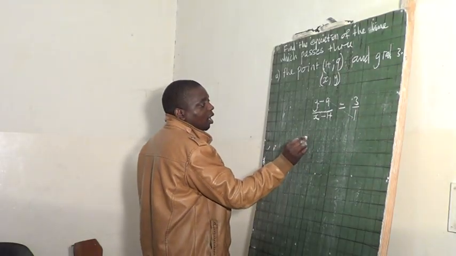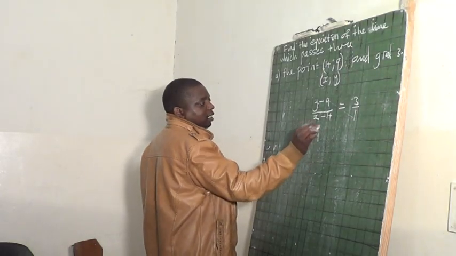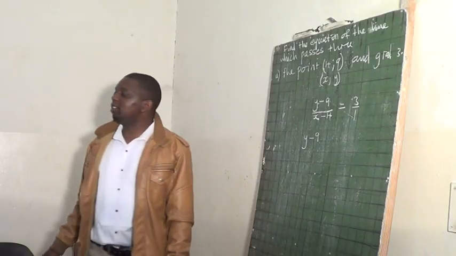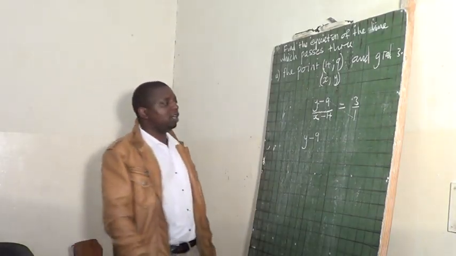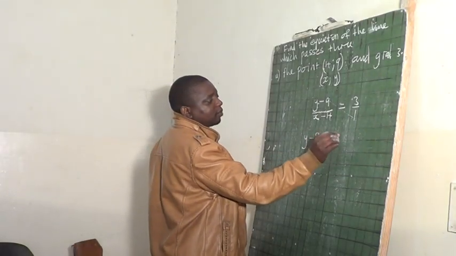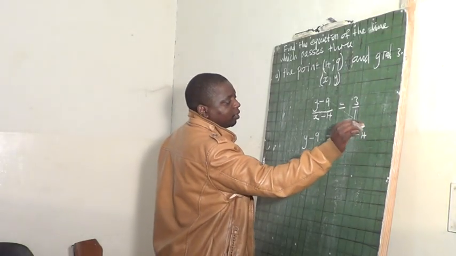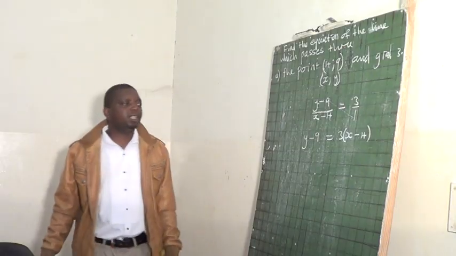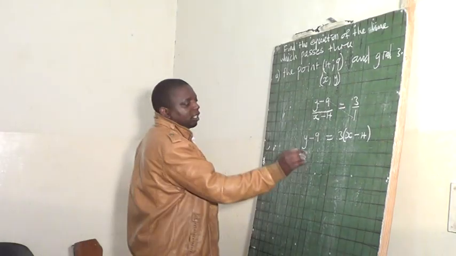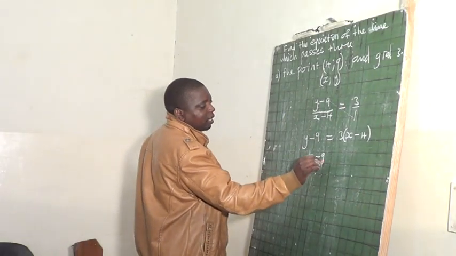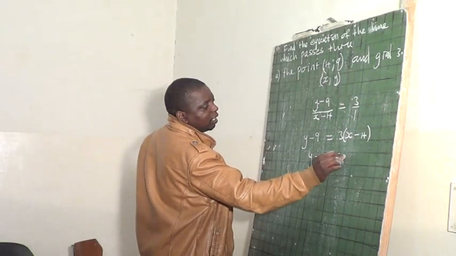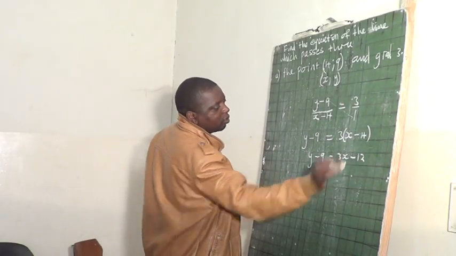Y minus 9 times 1 remains y minus 9. Altogether, equal to what? 3 in brackets x minus 4. Next, remove brackets. You get 9 minus y minus 9 equal to 3x minus 12.